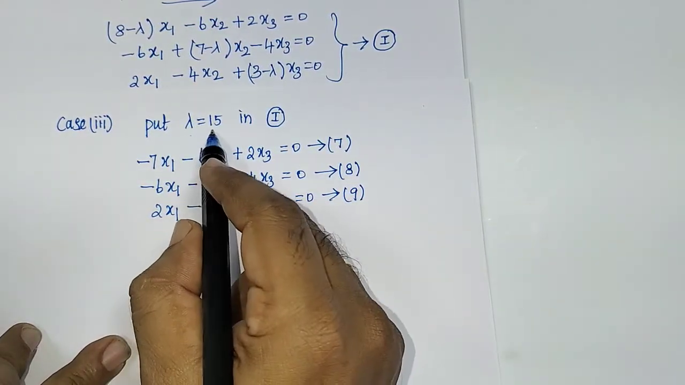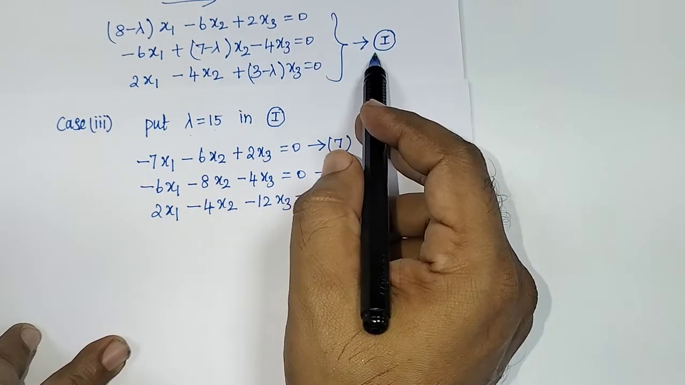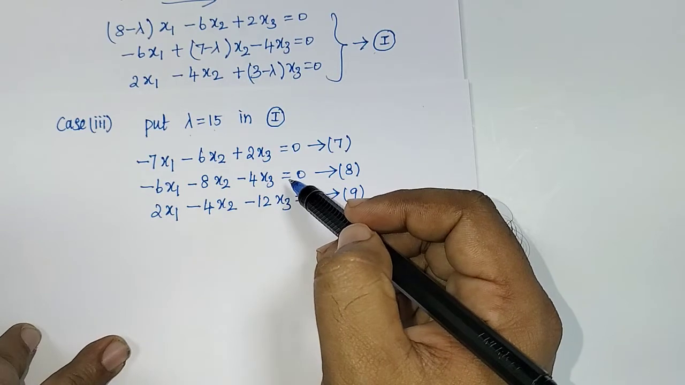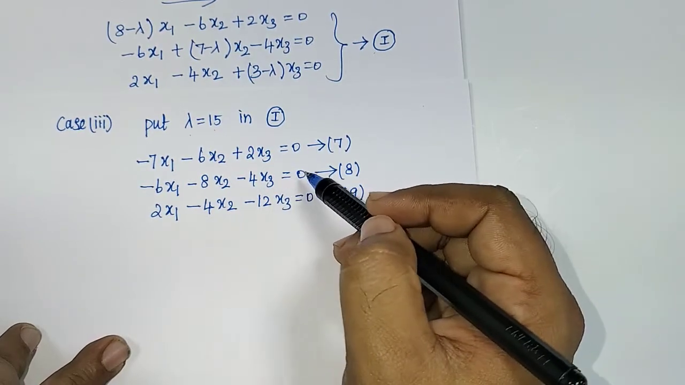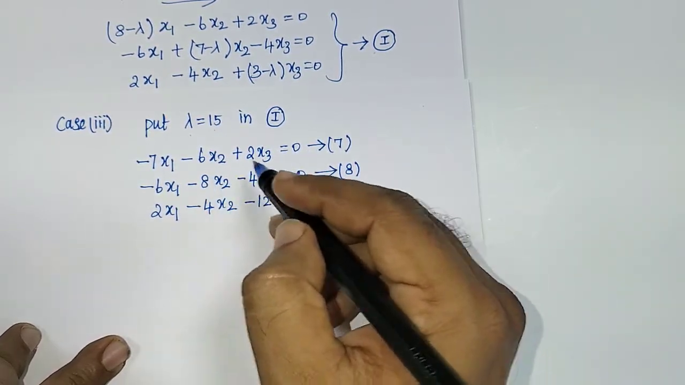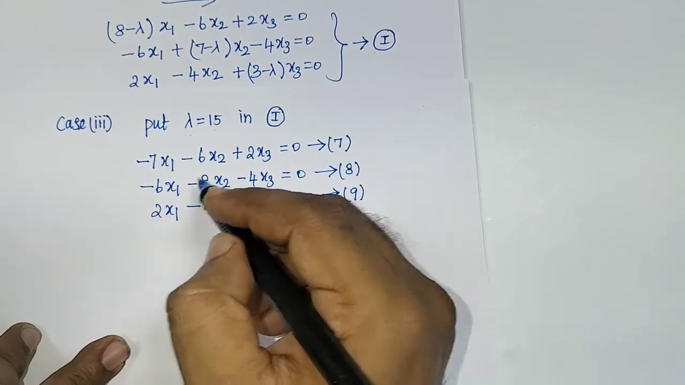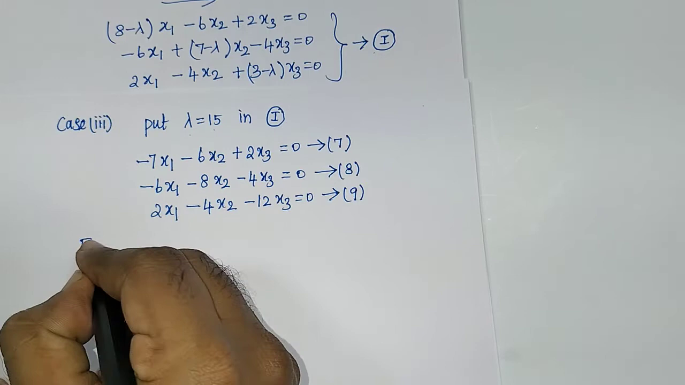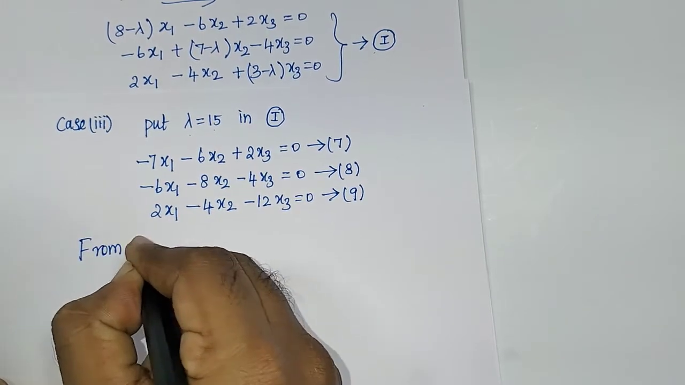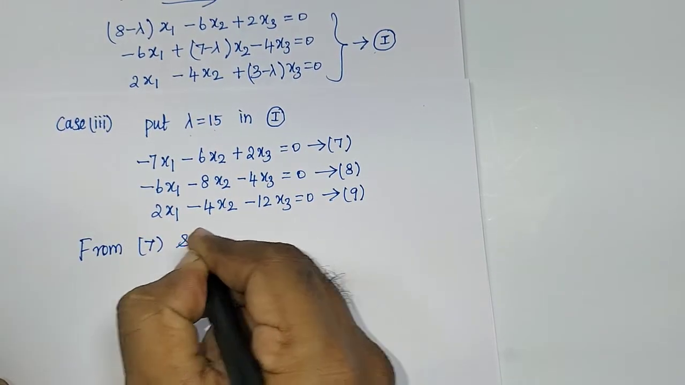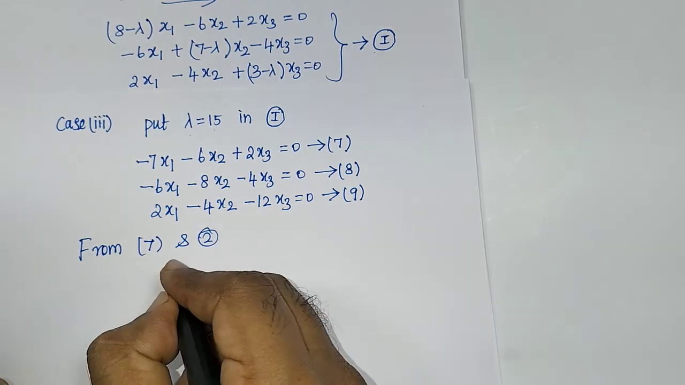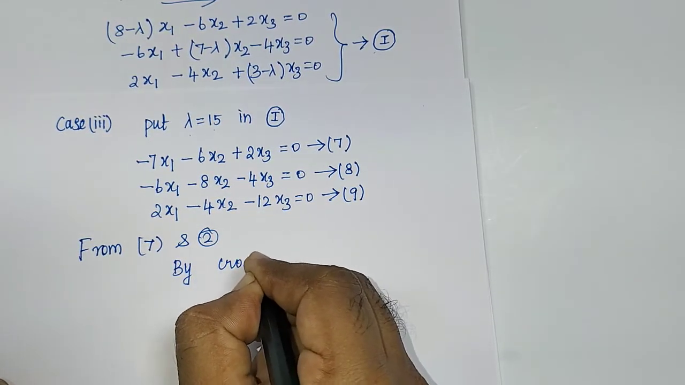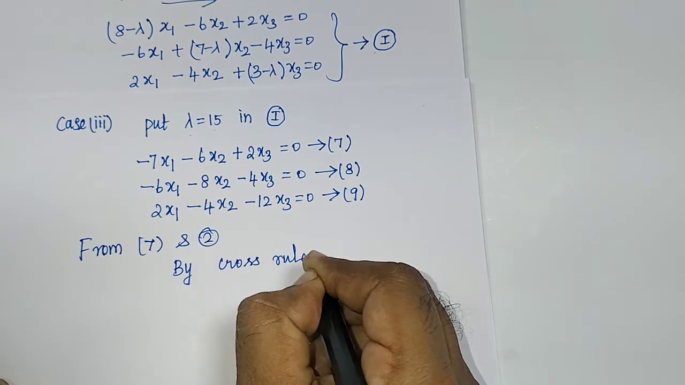When I am substituting lambda equal to 15 eigenvalue in our general equation, I will get a new system of linear equations. I mean 3 equations we will get. Again we have to check whether they are different or same. So these 3 equations are different. From this any 2 you can take. Usually I am taking the first 2, 7 and 8. I am going to apply the cross multiplication or cross rule.